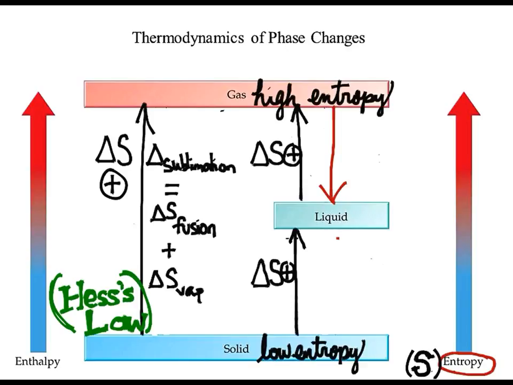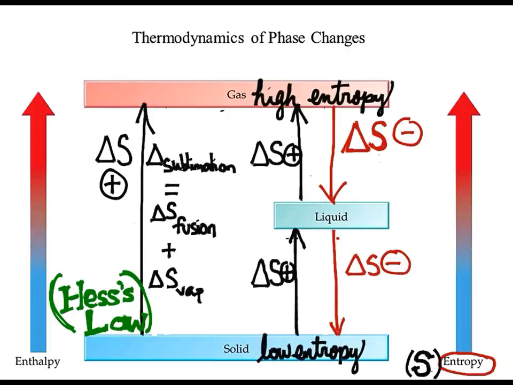Now going in the opposite direction, going from a gas to a solid, we are losing entropy. Entropy is falling, which means delta S is negative, which would be sort of an unfavorable process. Right? High entropy is good, low entropy is bad. So negative delta S is unfavorable.